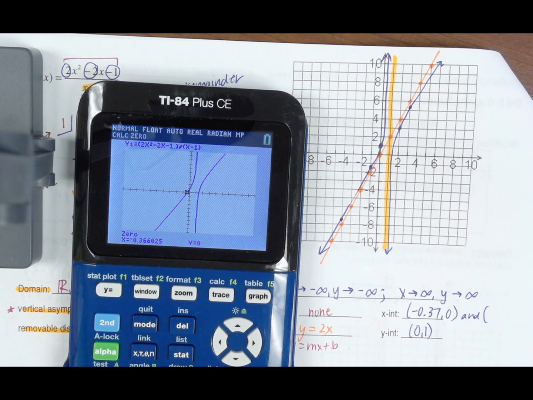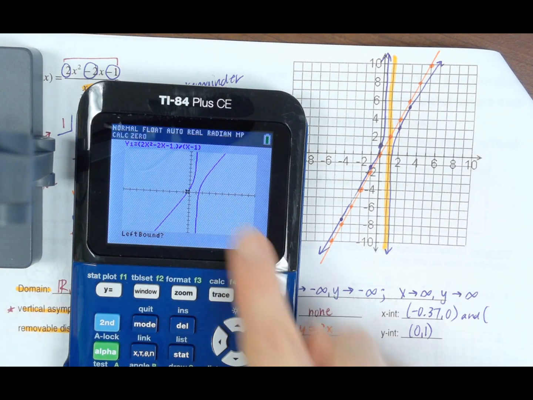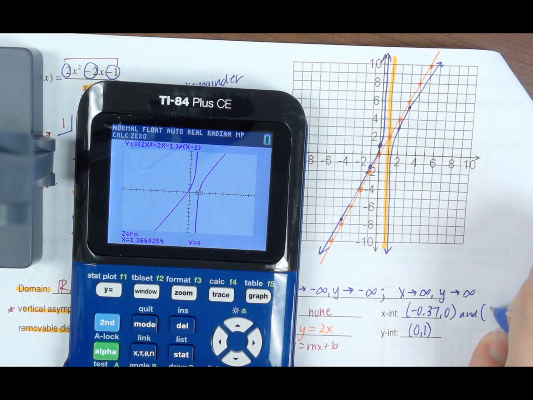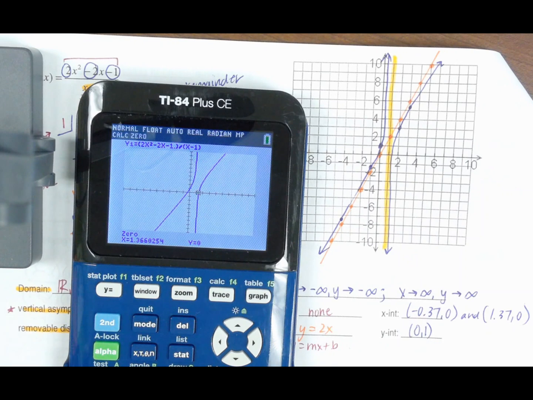All right, and then I have to repeat that same process to find the one that's on the right. So second, calculate, 2. Now, in order to get to this piece of the graph, I'm going to hit the right arrow a few times until you start to see it pop up on the other side. Go to the left of the one over there, to the right, and this one's 1.37. Again, if you can't factor it, you could use your calculator to find your x-intercepts, or you could always use your calculator to find the x-intercepts if you like.